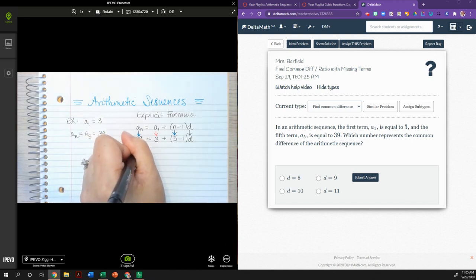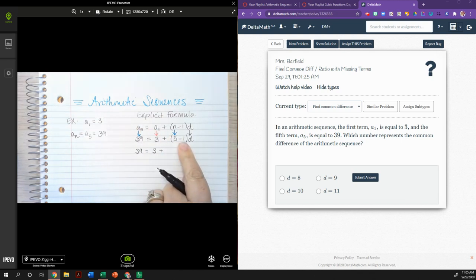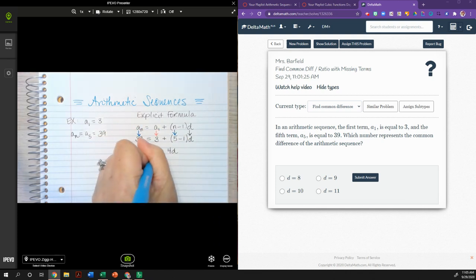So 39 equals 3 plus 5 minus 1, well, that's 4, d. I know how to solve this. I'm going to subtract 3, so I get 36 equals 4d. I'm going to divide by 4, so d equals 9.